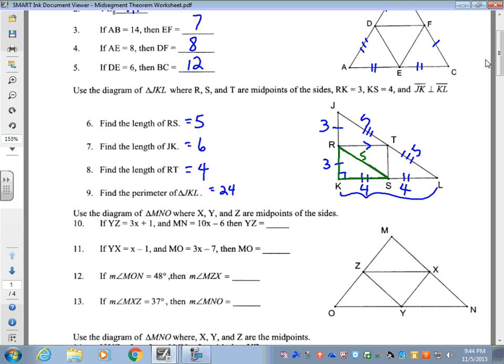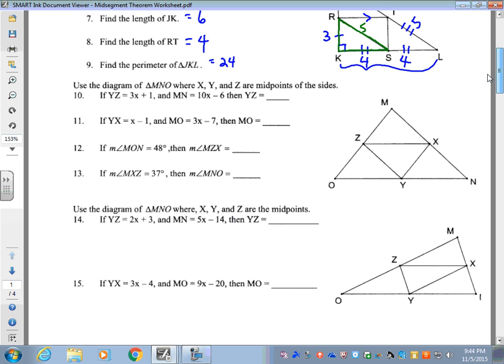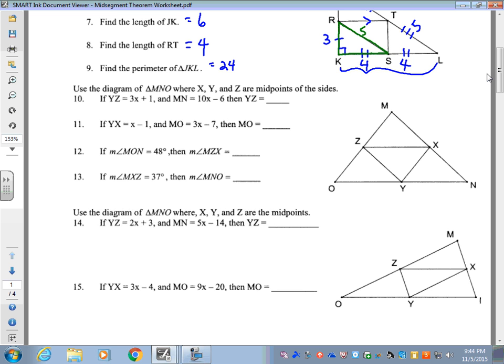Okay. Alright, so now we're going to do the same relationship. We're going to apply it algebraically. So X, Y, and Z are midpoints. So we now have midsegments. We're looking at the midsegment YZ. YZ is parallel to MN, so that means it's half the measure of MN. So I could set up a relationship here by just doubling YZ. I know it's equal to MN.